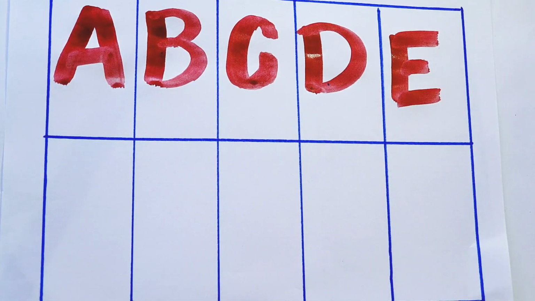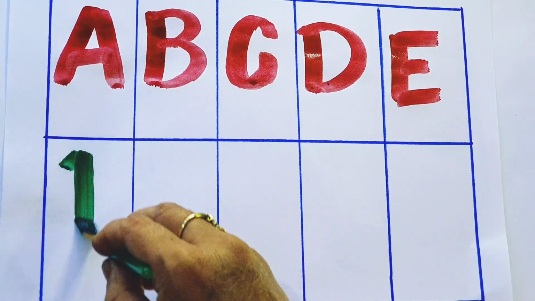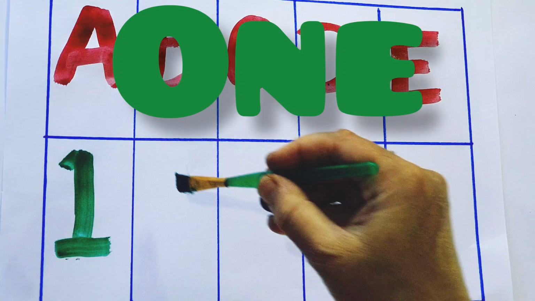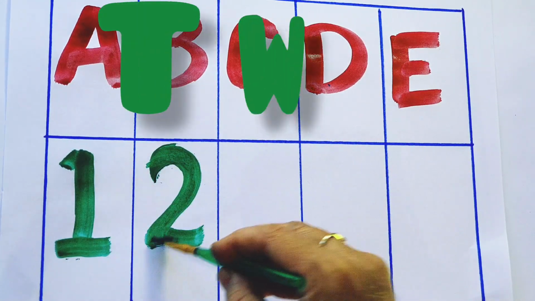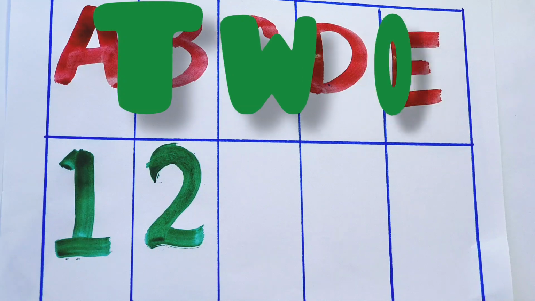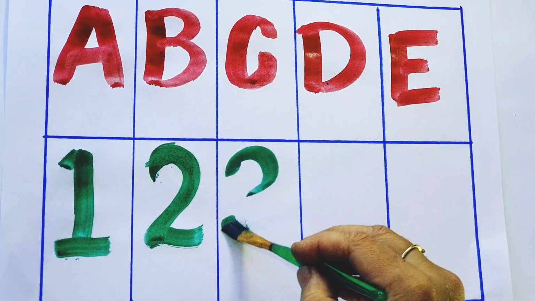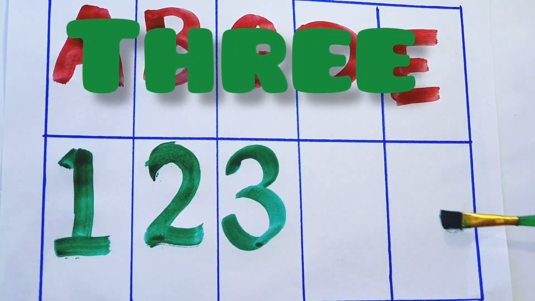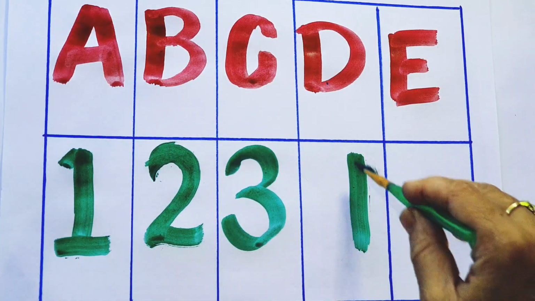So kids, now time to learn some numbers. 1, O, N, E. 1. 2, T, W, O. 2. 3, T, H, R, E, E. 3.